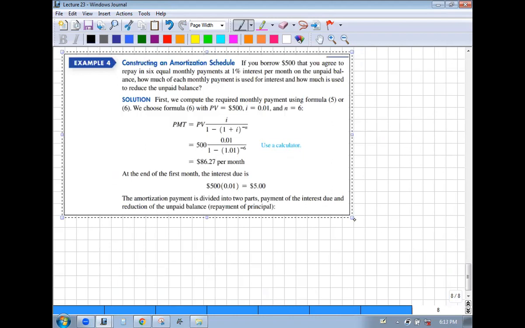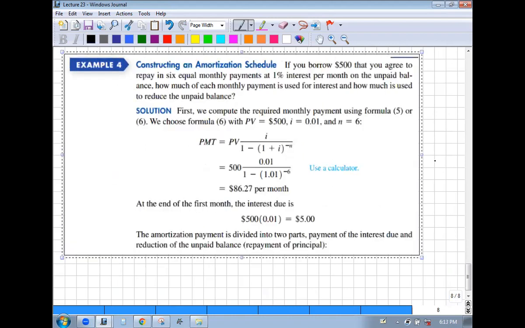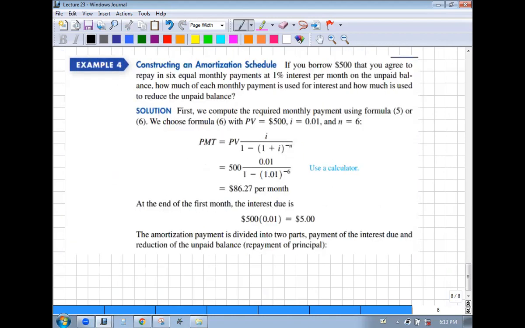Constructing an amortization schedule. If you borrow 500 bucks that you agree to repay in 6 equal monthly payments at 1% per month. So here's the thing right here. The 1% per month, that's what your I is, right? It's the rate per period. And they're not telling you R, they're telling you I. Okay, and it's 6 monthly payments. All right, so N is 6. N is the total number of payments or periods. All right, so they're telling you N here, not M.